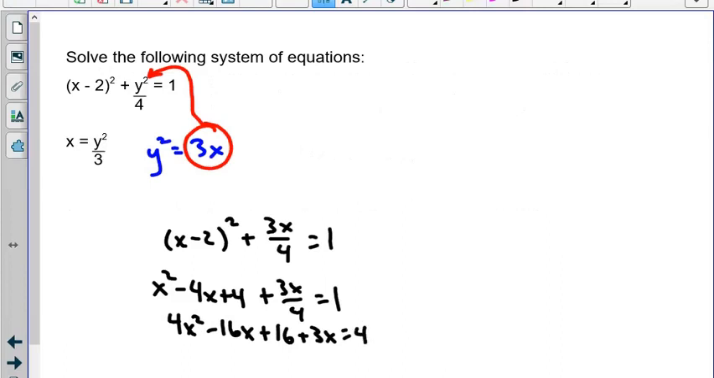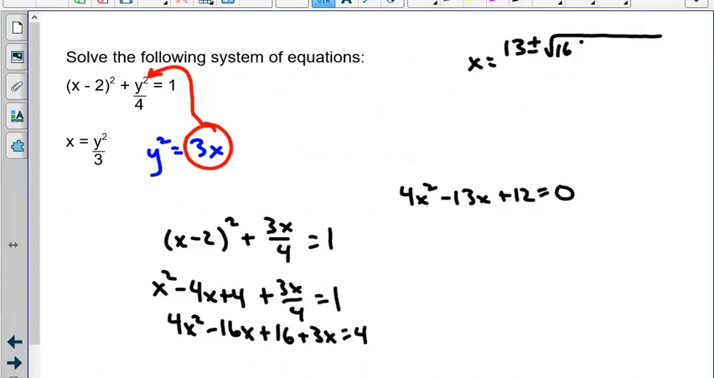And then finish by getting everything on the same side. So we have 4x² − 13x + 12 = 0. So we combined like terms and added or subtracted 4 from both sides. Now this looks like we might want to factor it, but it's not factorable. So let's use the quadratic formula. x equals negative b plus or minus the square root of b² − 4ac all over 2a.